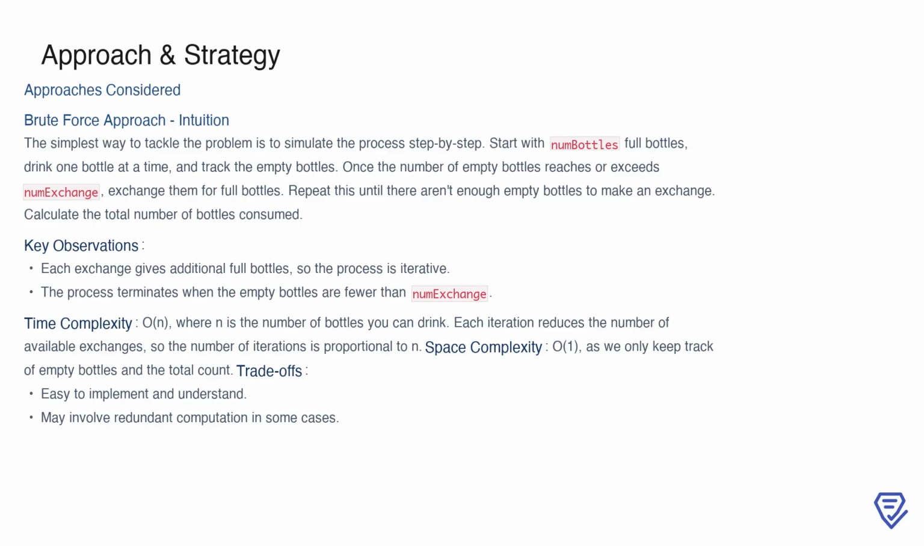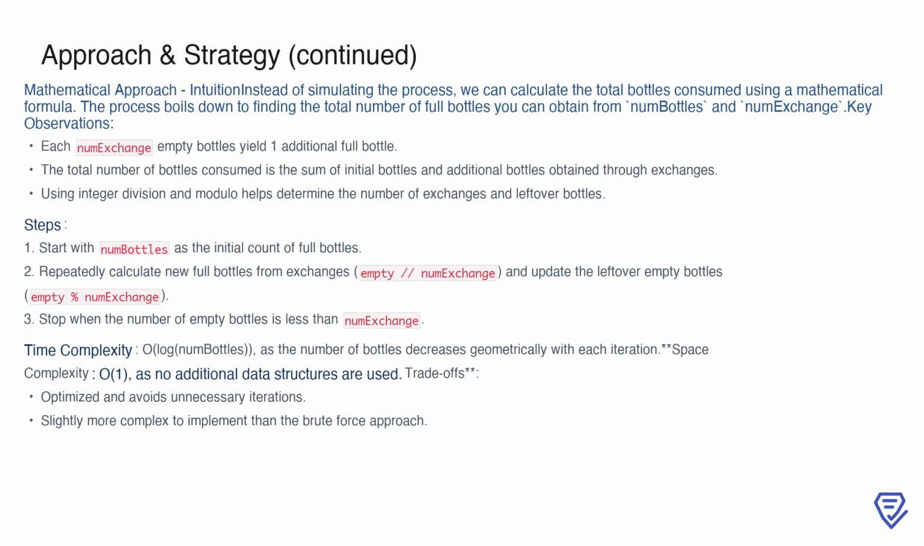Space complexity is constant, O(1), because we only track the empty bottles and the total count. While this method is simple to implement and easy to understand, it does have some trade-offs, like potentially redundant calculations when dealing with larger inputs. An alternative method is the mathematical approach, which avoids the need for simulation by directly calculating the total number of bottles consumed using a formula.